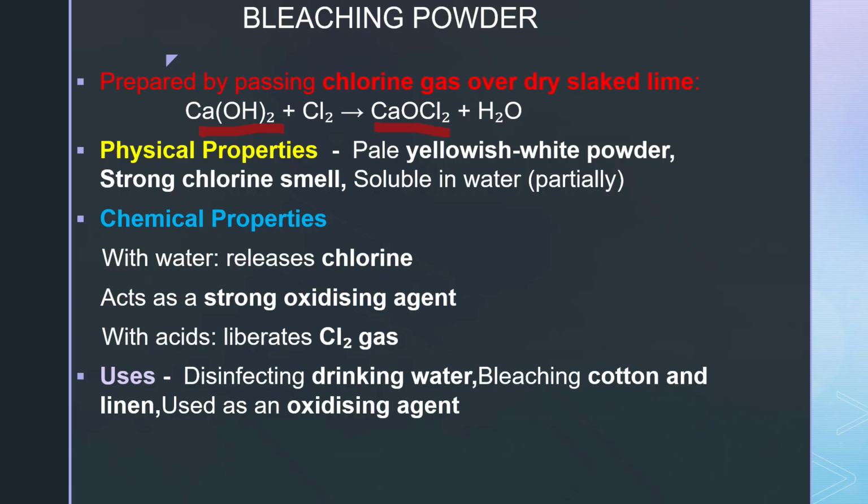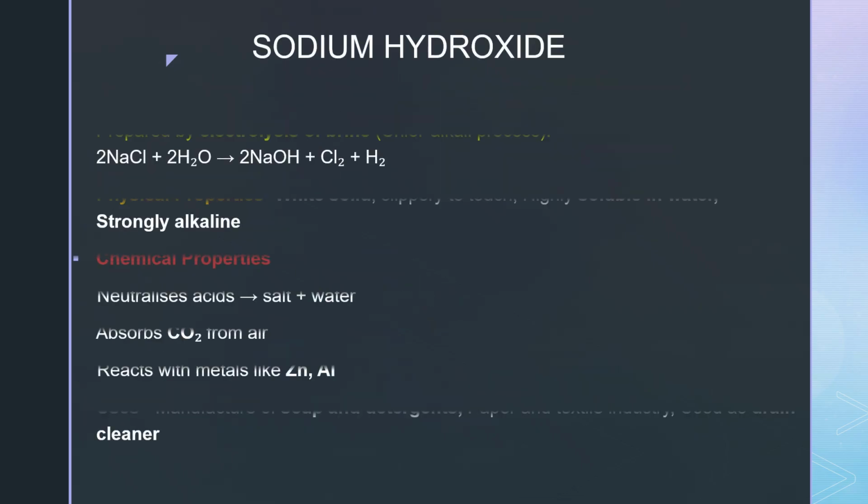This is known as bleaching powder. Its physical properties: it is a pale yellowish white powder with a strong smell of chlorine, and it is partially soluble in water. The chemical properties are that whenever you mix bleaching powder with water, it releases chlorine gas. It is a strong oxidizing agent and it liberates chlorine gas. The uses of bleaching powder: it is a very versatile disinfectant, used for bleaching cotton cloths and linen, and the last one is as an oxidizing agent.